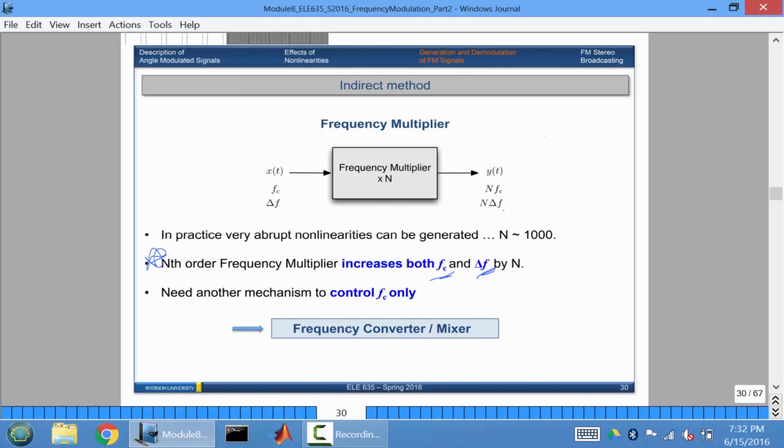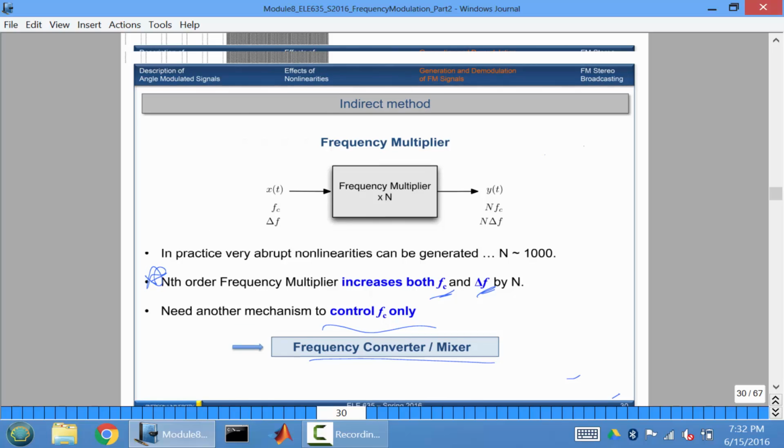But there may be some cases where you don't want to increase the carrier frequency. What you may want to do is increase the frequency deviation, but make the carrier frequency a little smaller. Or you don't actually want to change the frequency deviation, you just want to change the carrier frequency itself. So there's another mechanism you can use, which is what's known as a frequency converter or mixer. This is almost like the superheterodyne, where when you multiply two cosines of different frequencies, you'll have one that down converts and one that up converts, which is actually what we're going to do next year. Okay?